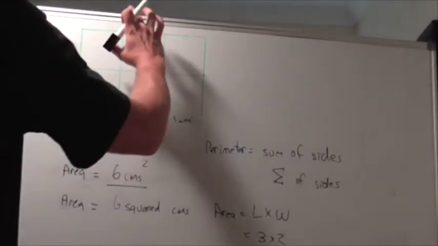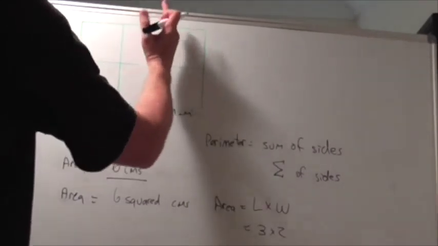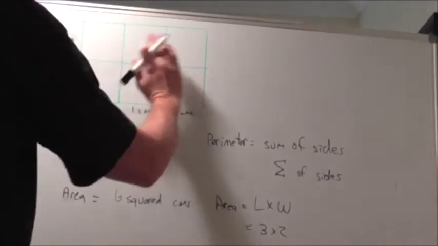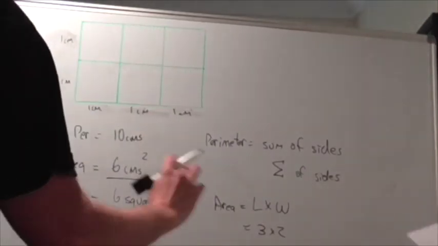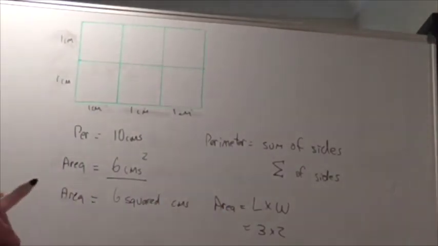Now, if it was just a square, it would be the same thing. If we take this back to 2 by 2, it would be 2 squares plus another 2 squares. It would be a total of 4 centimetres squared, and the perimeter and area, interestingly, would be the same.